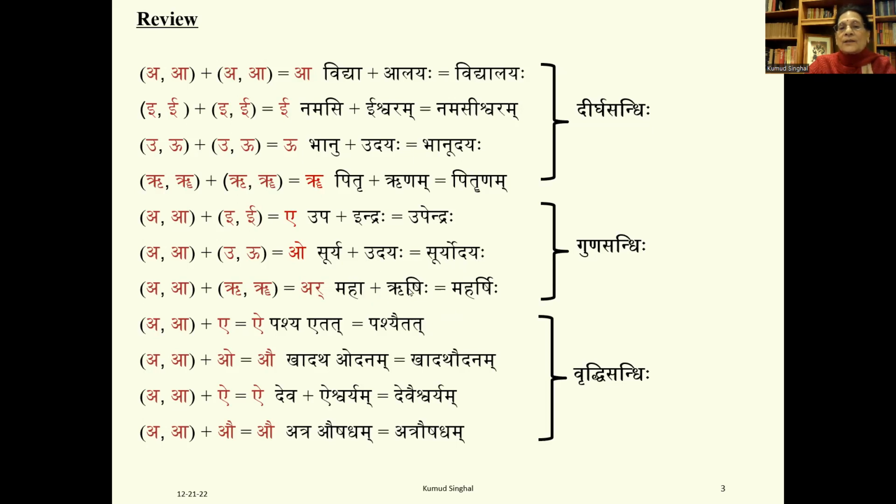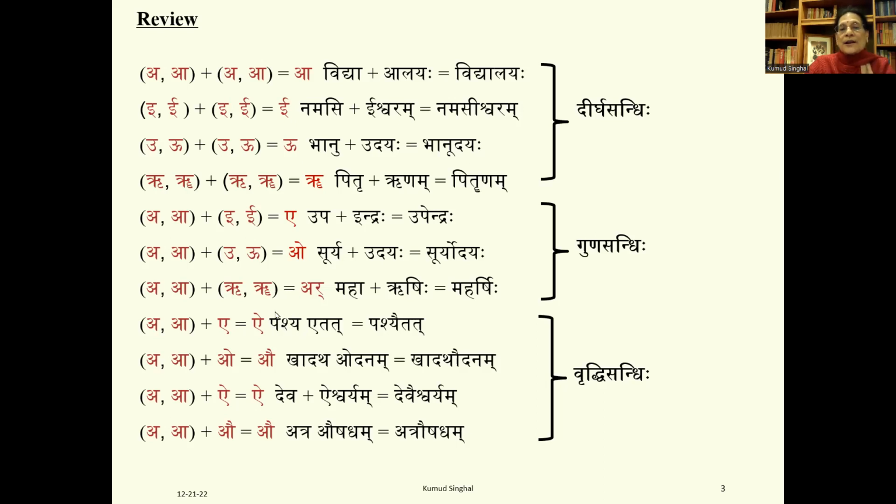Maharishihi. Maha plus Rishihi. So a followed by r, the guna of this is ar, so it becomes Maharshihi. Rab comes here. This is the rab part. Then these are the vriddhi sandhihi. Pashya etat. Pashya etat ends in a followed by the diphthong e, so it will become ai. Pashyaitat. Pashya etat means see this.